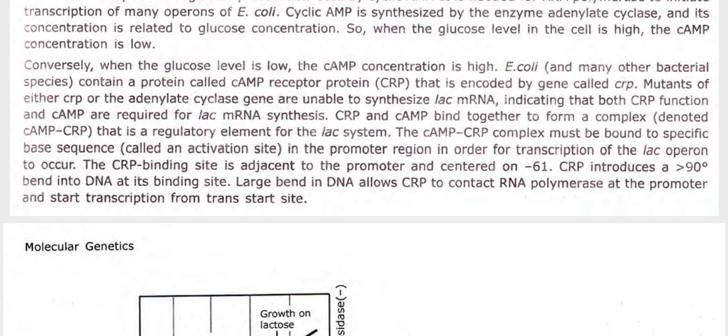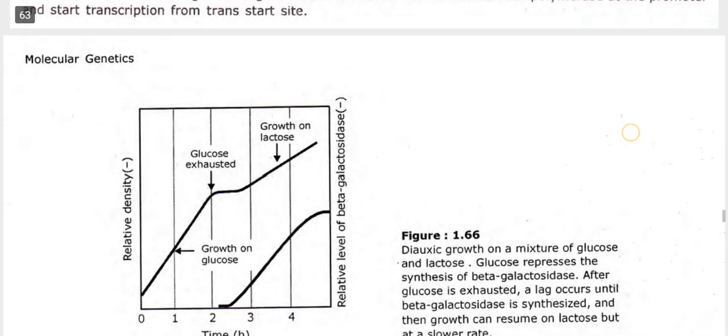CRP and cAMP bind together to form a complex denoted cAMP-CRP that is a regulatory element for the lac system. The cAMP-CRP complex must be bound to a specific base sequence called an activation site in the promoter region in order for transcription of the lac operon to occur. The CRP binding site is adjacent in the promoter and centered on -61. CRP introduces a greater than 90-degree bend to DNA at its binding site. The large bend in DNA allows CRP to contact the RNA polymerase at the promoter and start transcription from the start site.